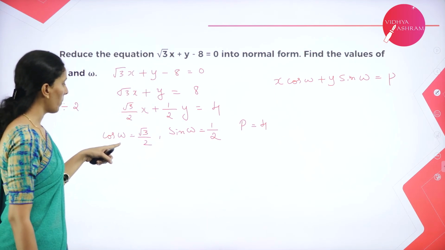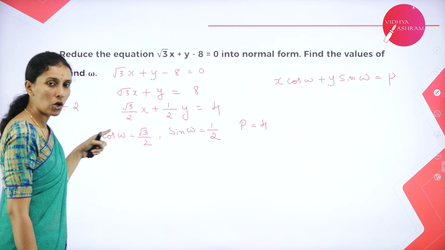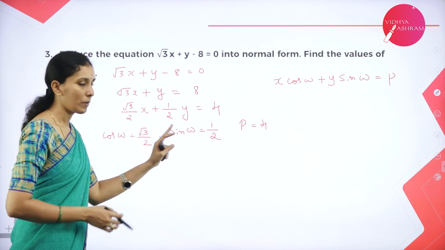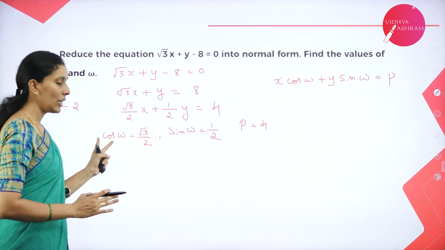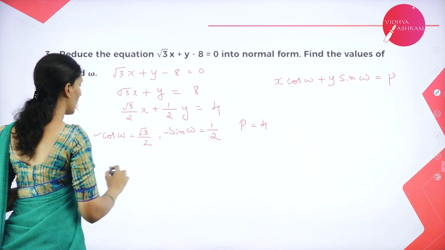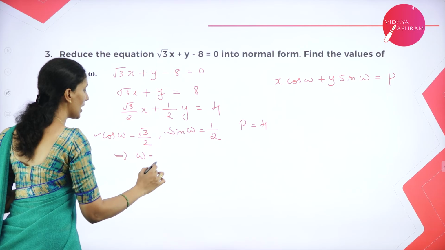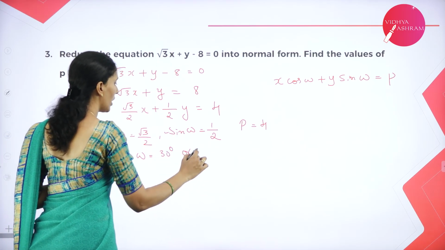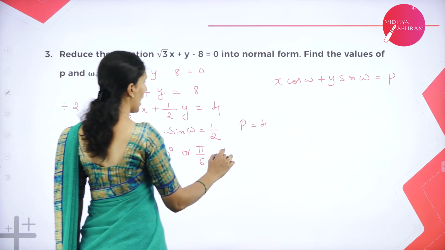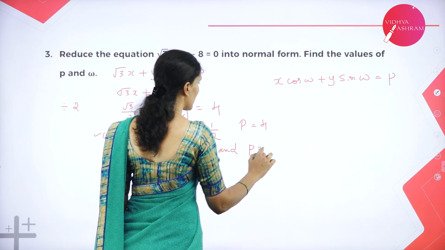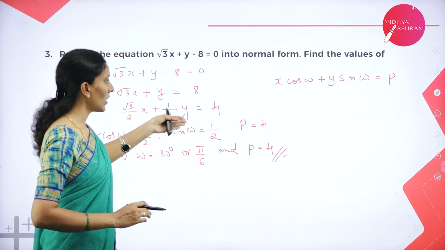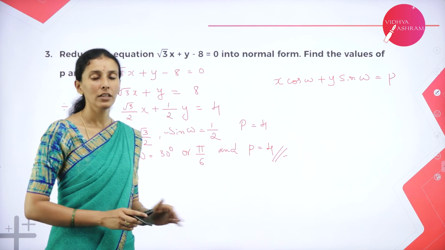Now, I need to find omega. For what value of omega is cos omega root 3 by 2? For cos 30 degrees. Similarly for sin omega. The omega value must be the same, but the value with the function differs. So, by looking at cos omega and sin omega, I can directly write omega is 30 degrees, or in radians, I can write it as pi by 6. So, my omega value is 30 degrees and the perpendicular distance p is equal to 4. So, this is how I reduce the general equation to normal form and find the given values.